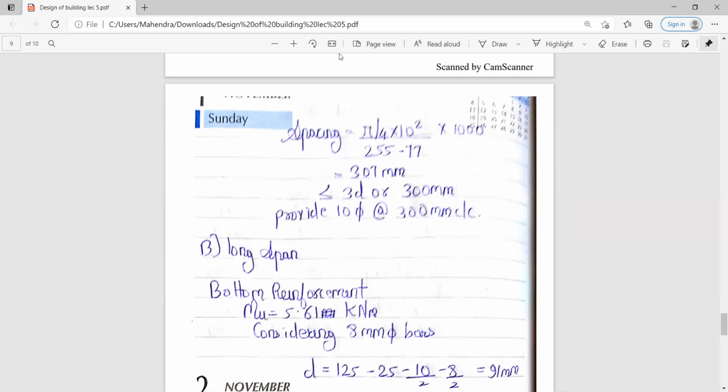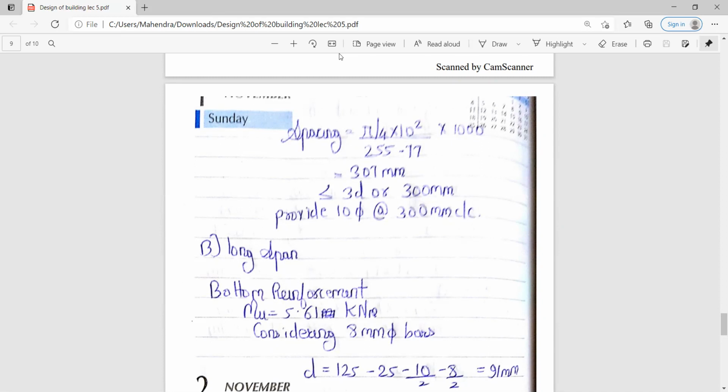That is more than the 3D or 300 mm. So your value should be 300 mm. So you have to provide the spacing of 300 mm center to center by using 10 mm diameter bar. So this you have calculated for the shorter span.